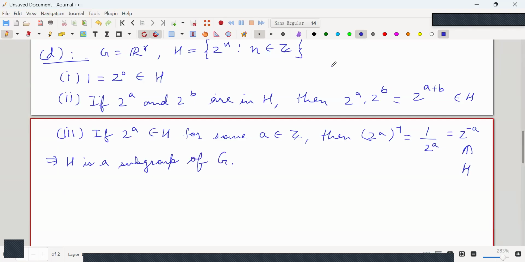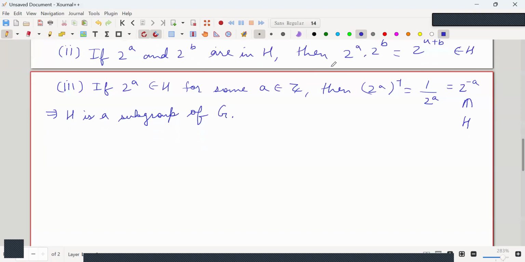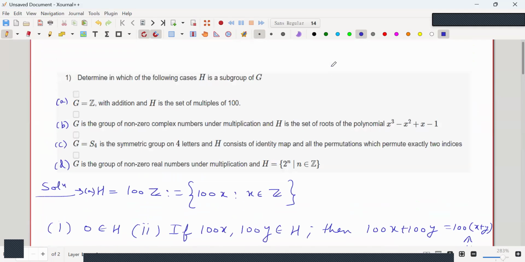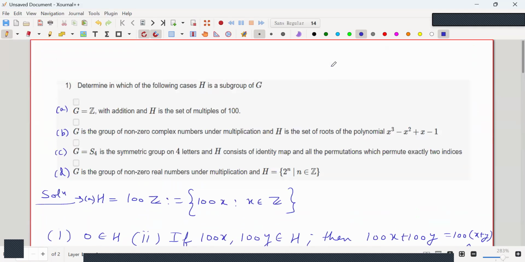So are there any doubts in this question? No doubt. Okay, so if that is there, it's fine. Then I will move to the second question.